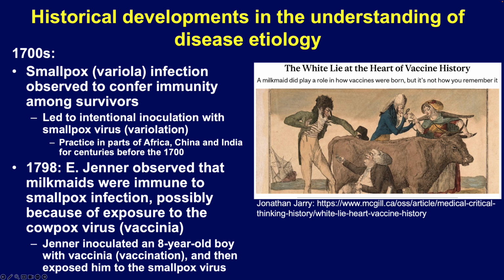This is obviously an experiment, a challenge experiment, that would be considered highly unethical by today's standards. But it was done, and luckily it worked. The boy didn't develop smallpox, and the science of vaccination was born from this unethical clinical trial. Vaccination comes from the name for the cowpox virus, vaccinia, which itself is derived from the Latin word for cow, or vacca.